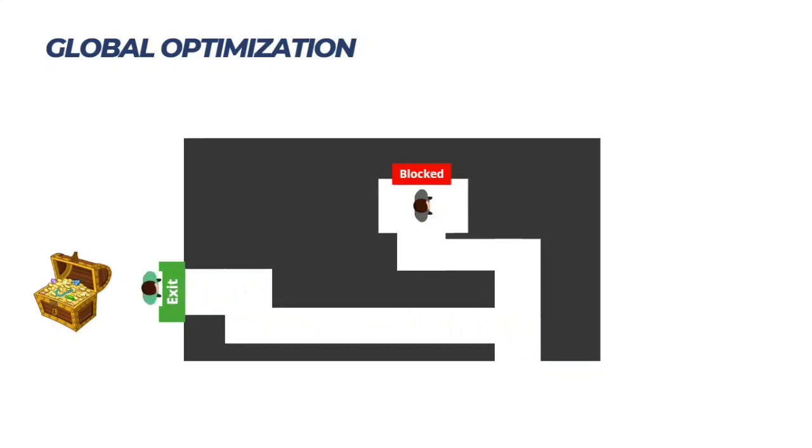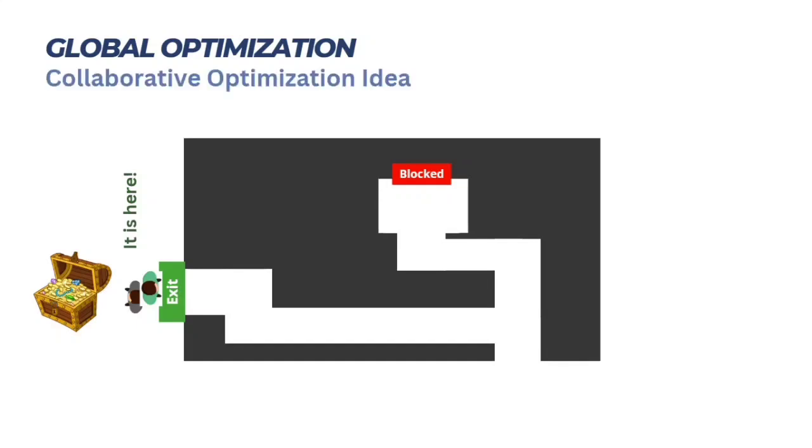Through the communication channel, he calls his friend, providing him with the necessary external indication that we talked about to escape the blocked region and join him. And using this approach, we ensure that both of them find the treasure. And that's what we call collaborative optimization.